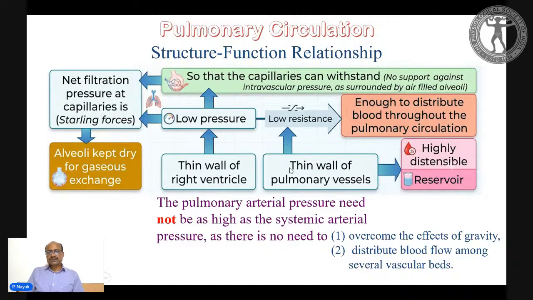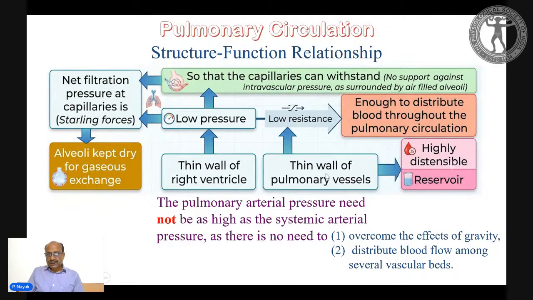These pulmonary vessels are also very thin walled. As we have already discussed, the large pulmonary vessels have only 30% of the thickness compared to the systemic circulation, and the smaller vessels have thinner walls because of less muscle within the wall. This provides low resistance. Because of low resistance, the low pressure is sufficient to distribute the blood throughout the pulmonary circulation.